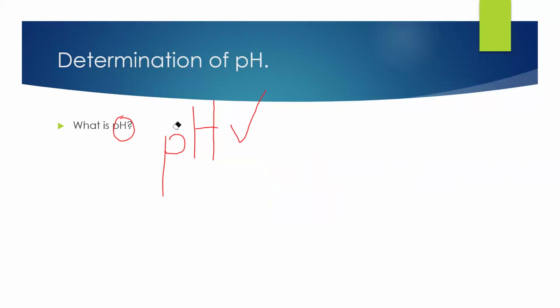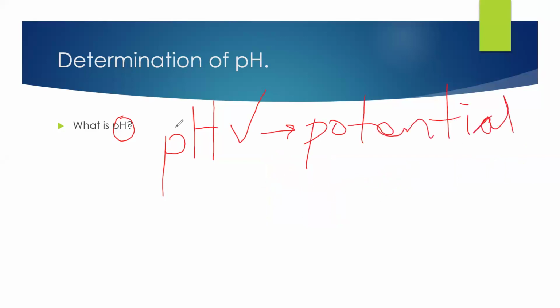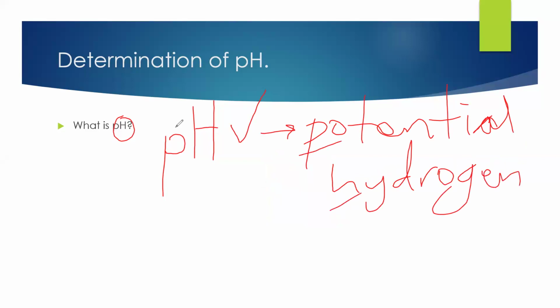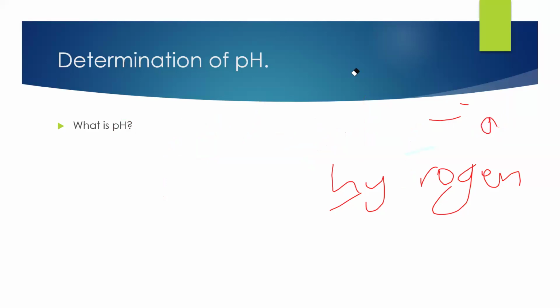And in full, we can define pH as potential hydrogen. That's why someone mentioned the degree of hydrogen. So in full, we can call it potential hydrogen. P for potential, H for hydrogen. Yes, Edna. Okay, so let's continue.